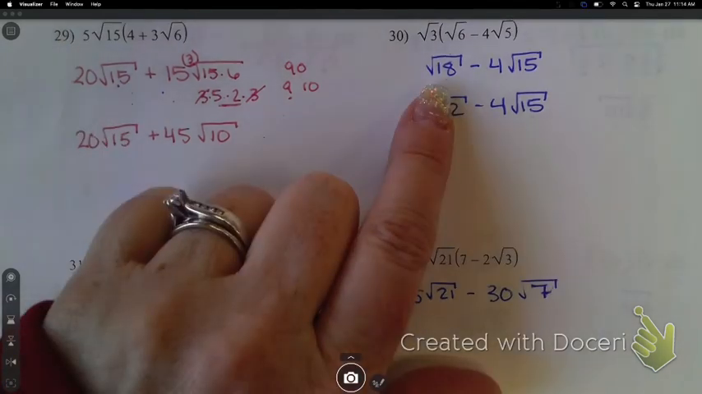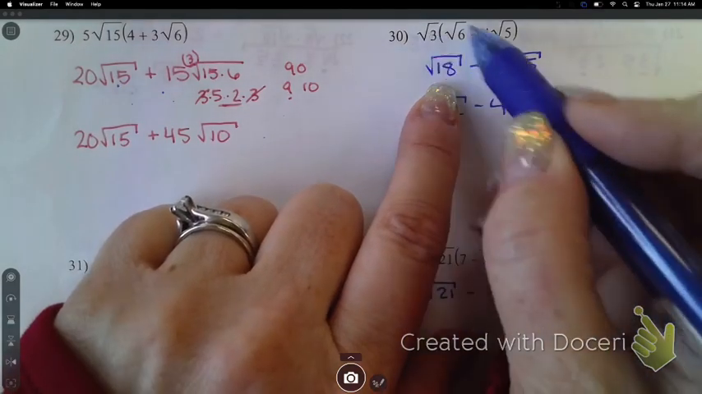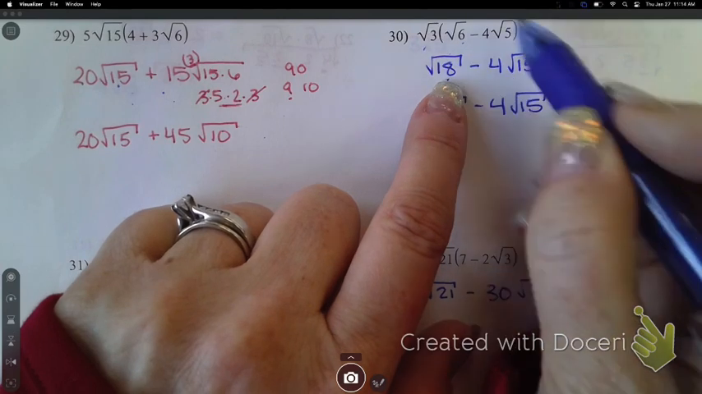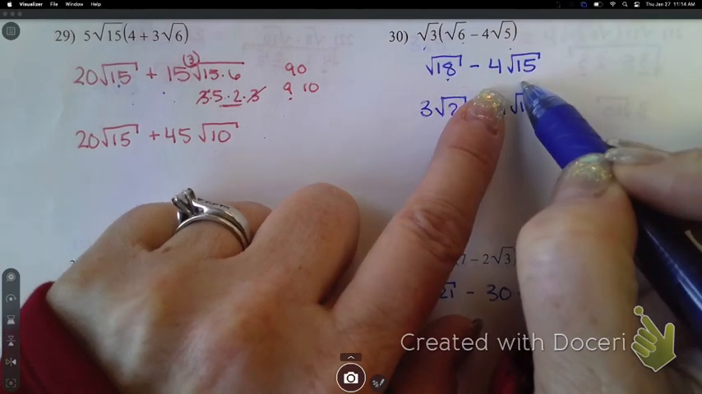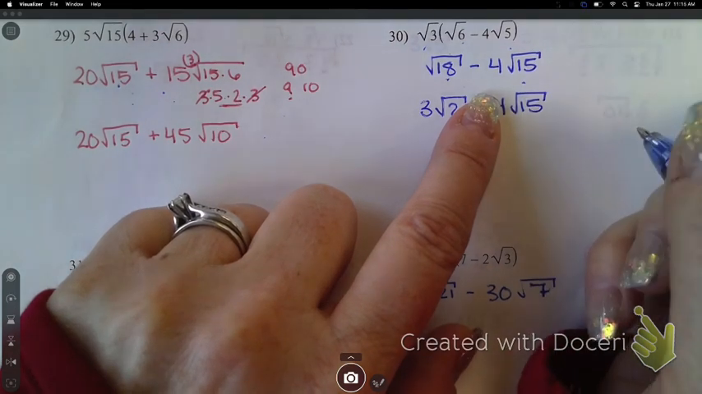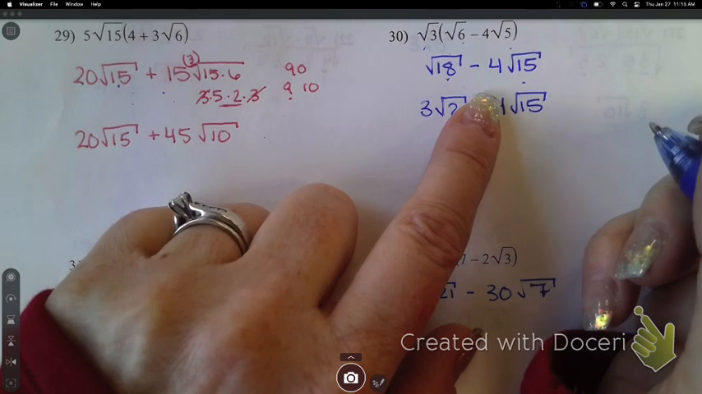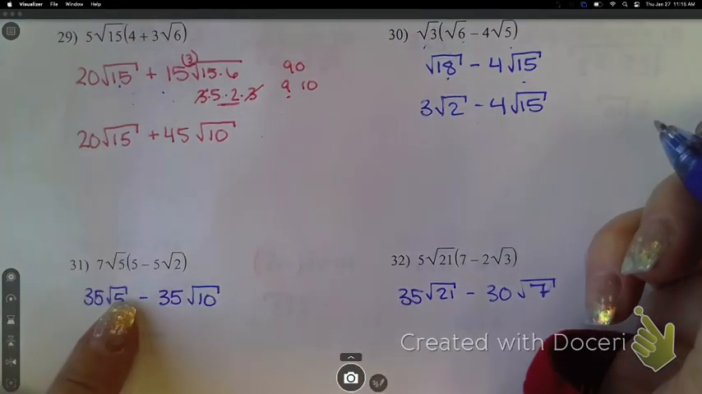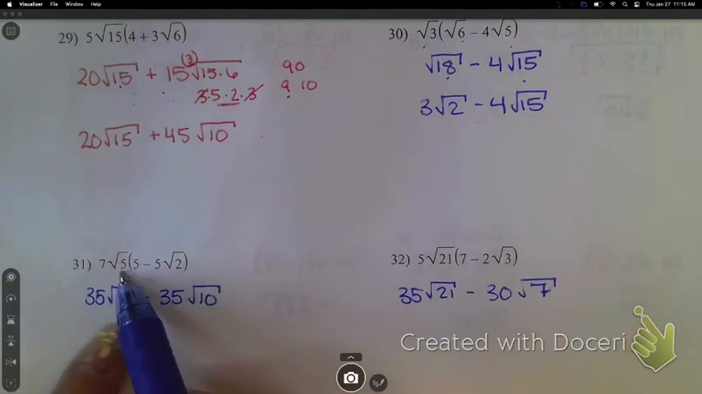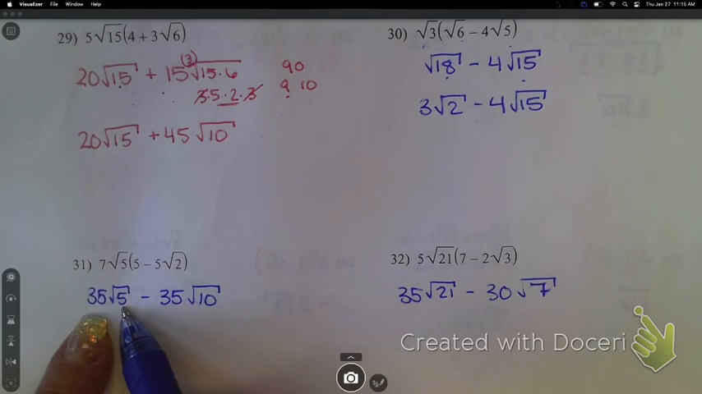Okay. So here you had to take 3 times 6, which is 18, yes? And 3 times 5, which is 15. I put 5 instead of 15. Okay, is that your problem then? Do you want me to go over 31 then? On 30, you should have 7 times 5, which is 35, square root of 5. Do you have that?